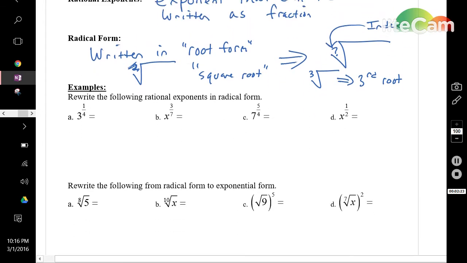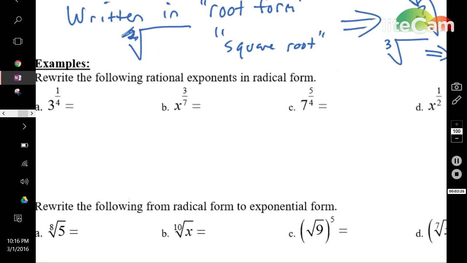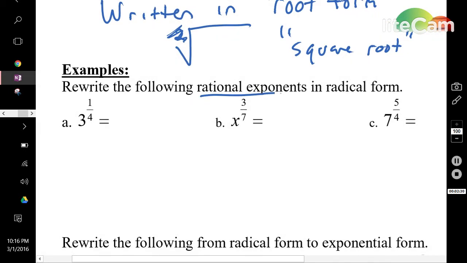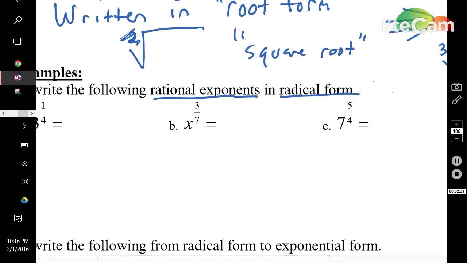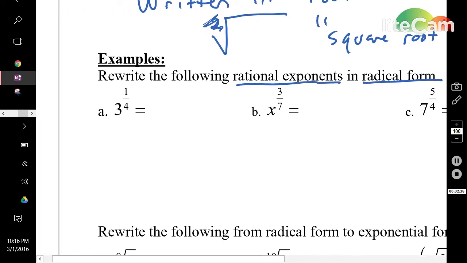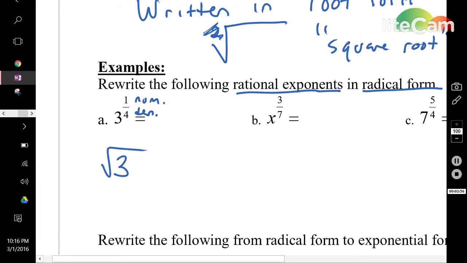Now, how do we actually convert back and forth between the two? Well, the first set of 4 examples ask you to rewrite the following rational exponents in radical form. This is your first objective on the top. So we have a base with an exponent that is a fraction. Two parts of the fraction are the numerator and denominator. First thing I want you to do is rewrite the base and then rewrite a radical around it. Now these two numbers, the numerator and denominator, go in a certain spot. The first one, denominator, that is the index of the radical.